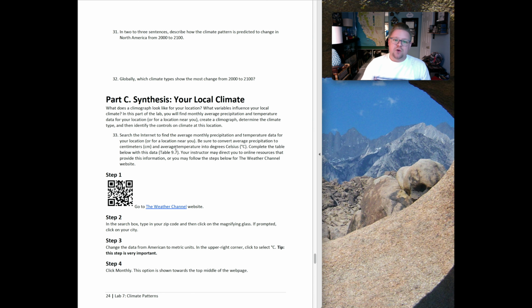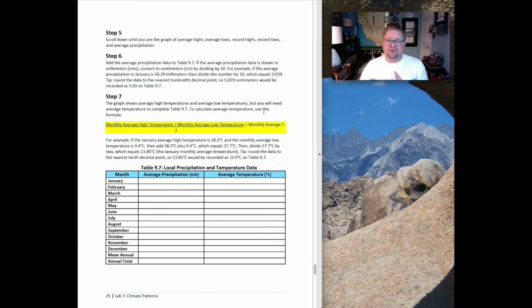Then it says your instructor may direct you to an online resource that will provide this information, or you may follow the steps below. If you can find it elsewhere, or your instructor tells you to find it elsewhere, great. If it's not available, then this is where you can access it. You can get it from the Weather Channel directly. So it teaches you to do that. The caveat is that it's not going to give you averages. So you'll have to solve the average, which is super easy. The average is the high plus the low, divided by 2. But some places have data readily available, some places don't.